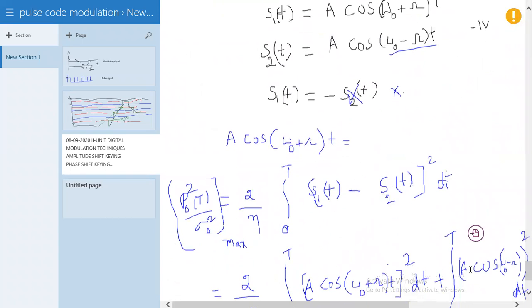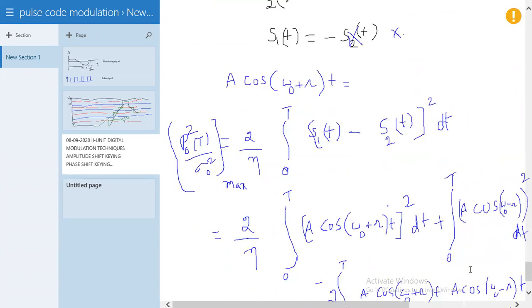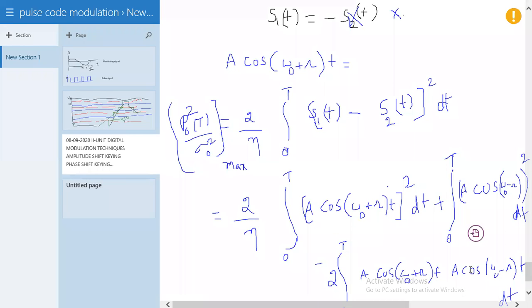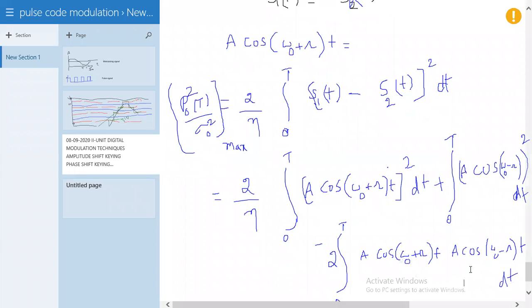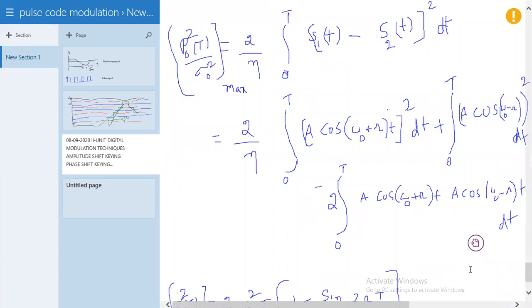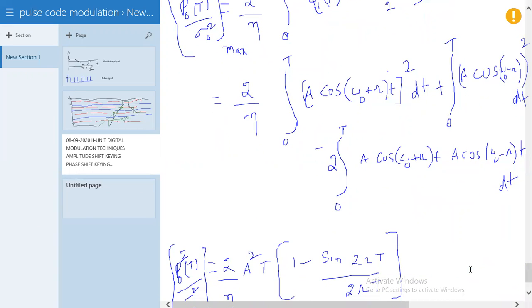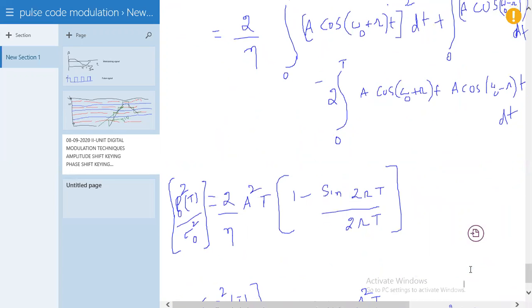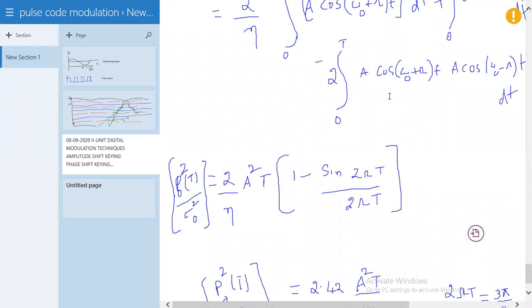Okay, (S1 of t minus S2 of t) whole square, that is S1 square of t plus S2 square of t minus 2 into S1 of t S2 of t. We substitute that in the integral. Solving all that is difficult, so the direct equation is given, I have put it in the textbook. If you solve it and take the approximation, you will simplify that equation. After simplifying, you will get this equation: 2 by eta into A square into T into (1 minus sin 2 omega T by 2 omega T).